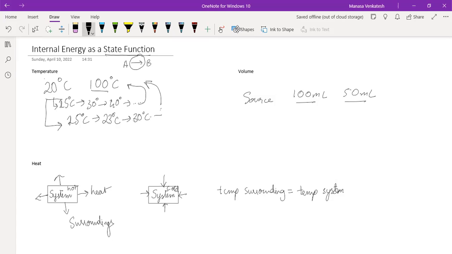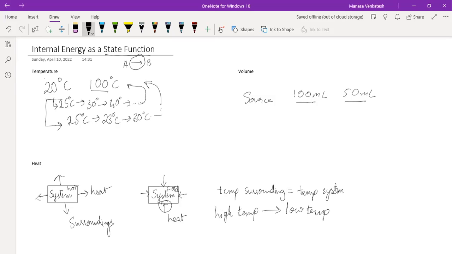Over time, you will notice that there will come a point where the system and the surroundings have the same temperature. Now, if you notice, there is a flow of energy from a place of high temperature to a place of low temperature. This is what leads to the exchange. The exchange of energy that is happening over here is called heat. So the exchange of energy that is leading to the change of the temperature is called heat. Here heat is absorbed by the system. Here heat is given out by the system.